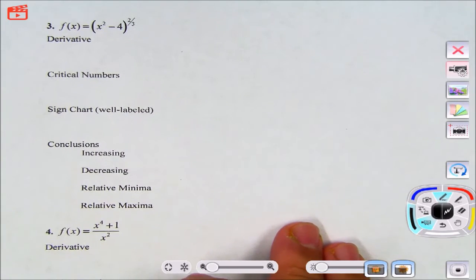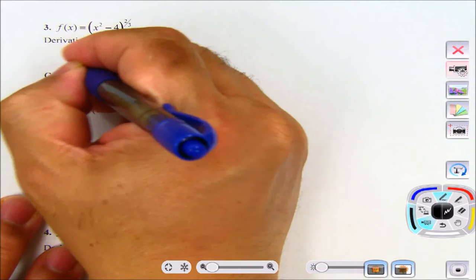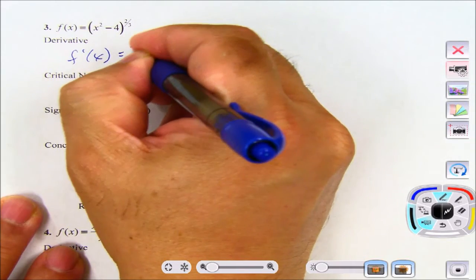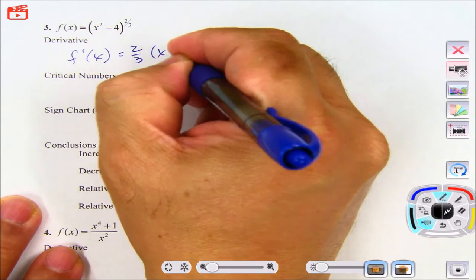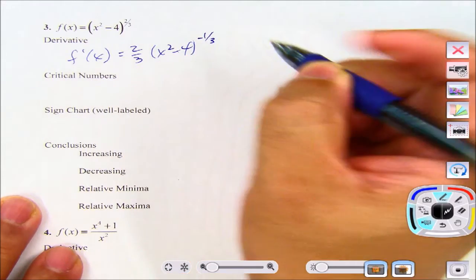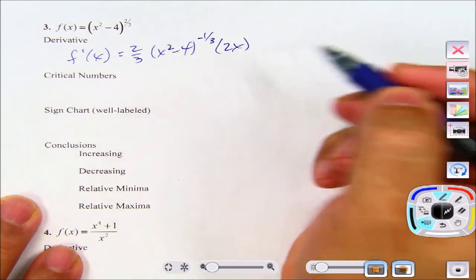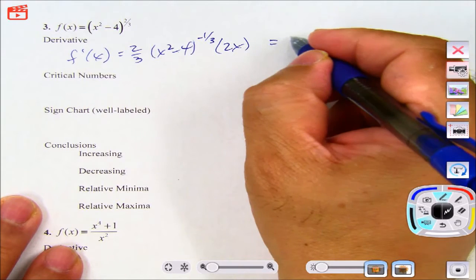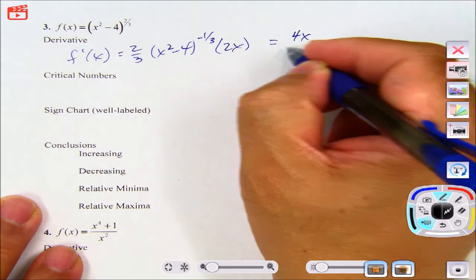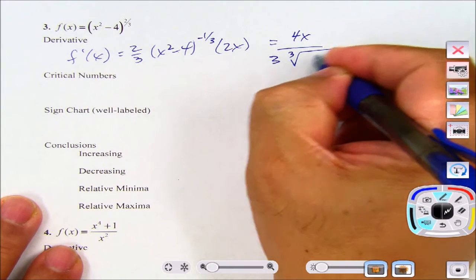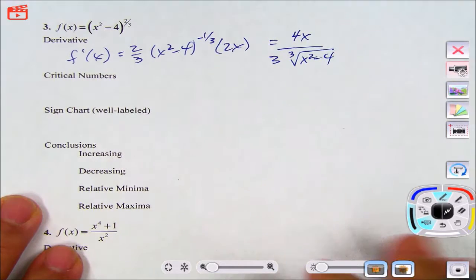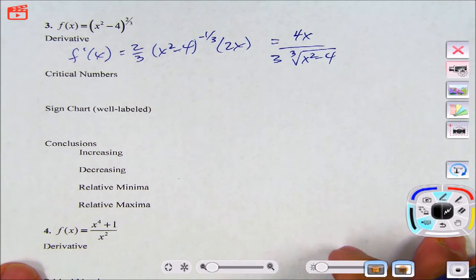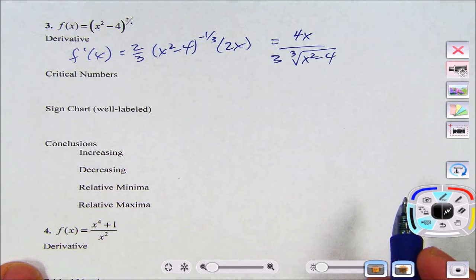Okay, here we go. Number 3. Derivative. Oh, Lord. 2/3 times x squared minus 4 to the negative 1/3. Continuing with the chain rule, multiply by 2x. Clean that up. 4x in the numerator, and then 3 and cube root of x squared minus 4 in the denominator. Agreed? You were very fast.